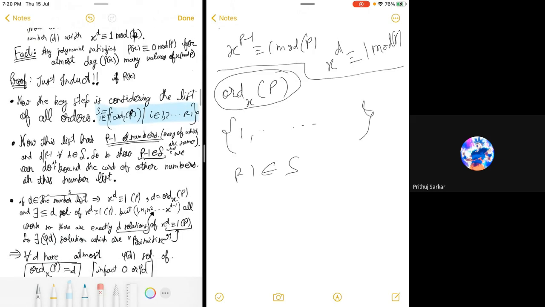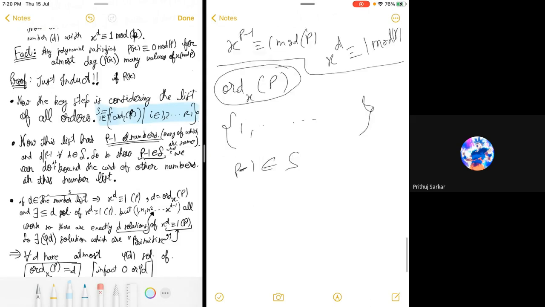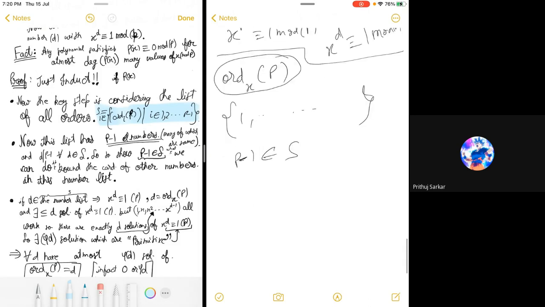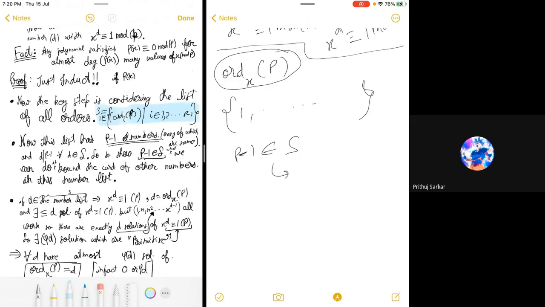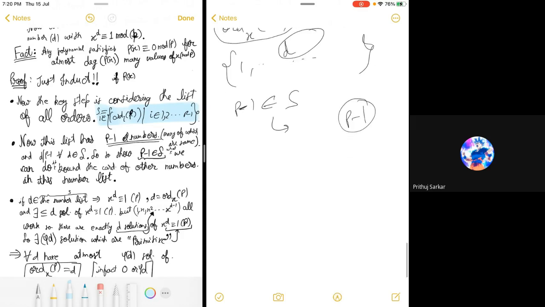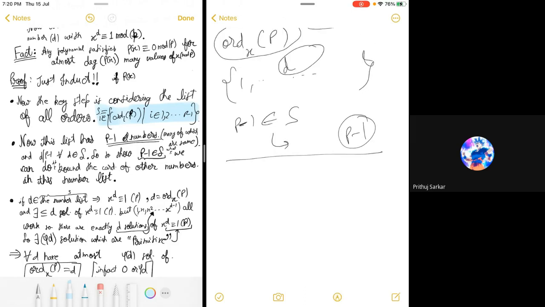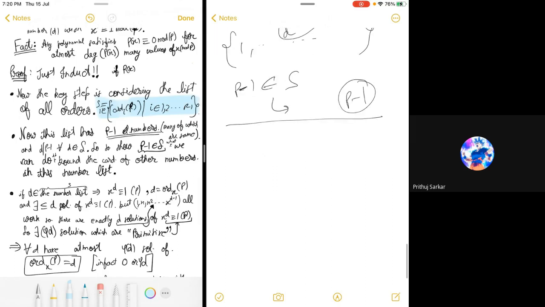Now to prove this, what can we do? We could find a generator for every p, but that's very hard. We need to prove the existence of the generator. So what we can do is bound the number of times an element d appears in this list of orders. Then p minus 1 should also appear sufficiently many times, because the total cardinality of this list is p minus 1.